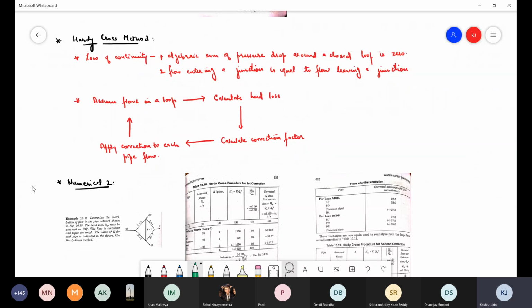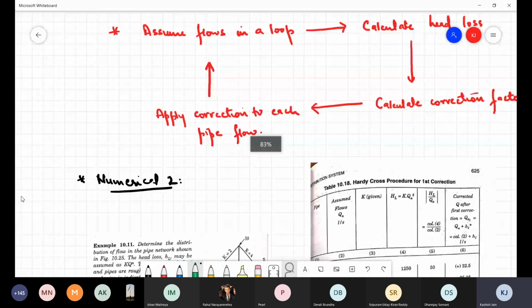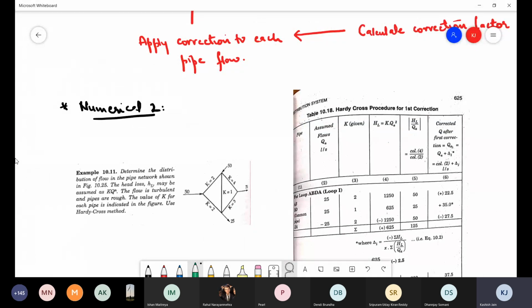But we'll start. Now the Hardy-Cross method is for sections like this. So let's say if you are given over here that there is a closed loop, then these looping things are called complex networks. And if we want to determine what flow is there in each pipe, each line represents a pipe, that flow is calculated using the Hardy-Cross method.